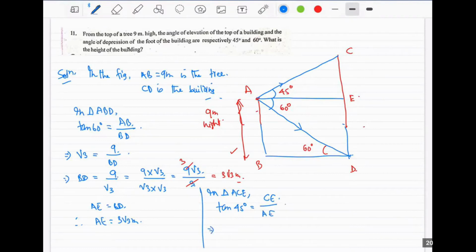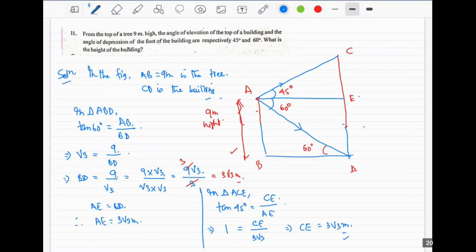You put the value of tan 45 degree. Tan 45 is how much? 1. CE, we don't know. We are supposed to find out CE. So keep the CE down here. And AE, we know from here, the value of AE is 3 root 3 meter, right? So you put the value as 3 root 3. Cross multiply, we will have CE is equal to 3 root 3 meter.